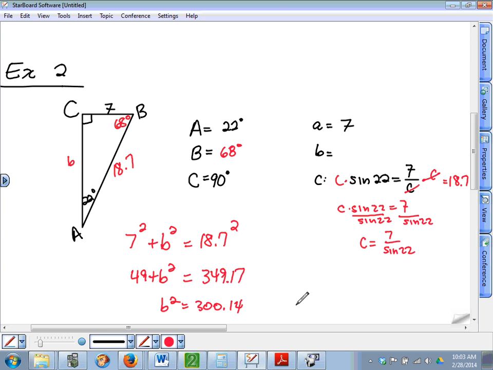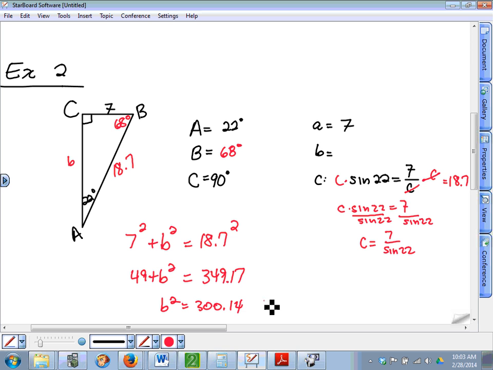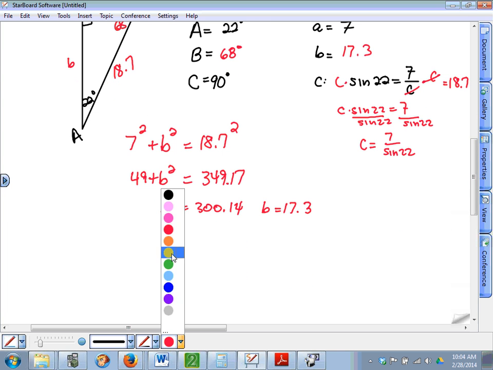And then how do we get b? Square root. So now you can square root that previous answer. You get about 17.3. We found that using Pythagorean theorem. You didn't have to use trigonometry. We found all the missing sides. We found the missing angle. Here's one that's slightly different.